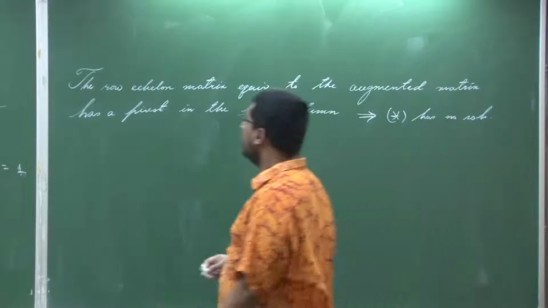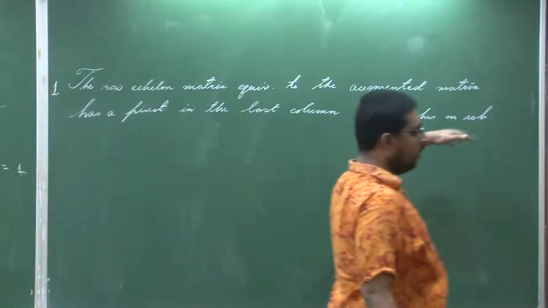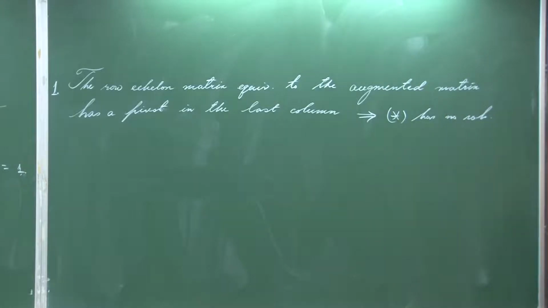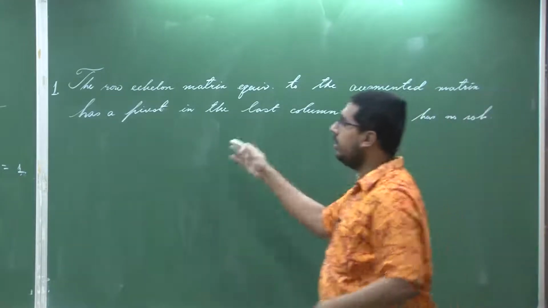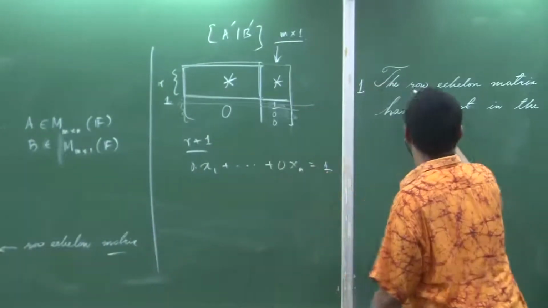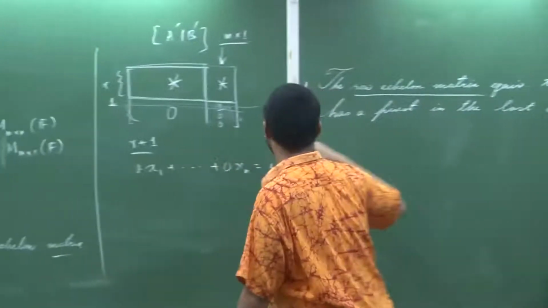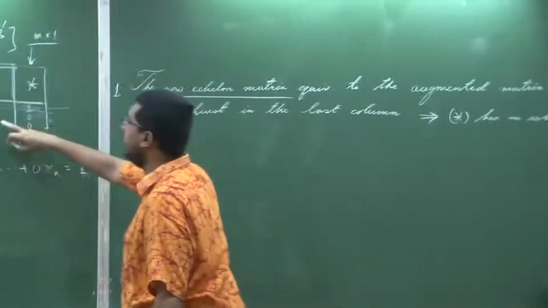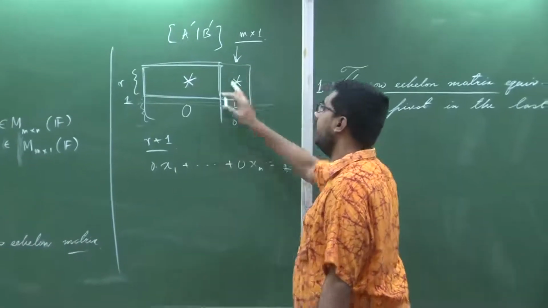Okay. So, a necessary condition for the system star to have a solution is that the row echelon matrix equivalent to the augmented matrix indeed cannot have a pivot at the last column.